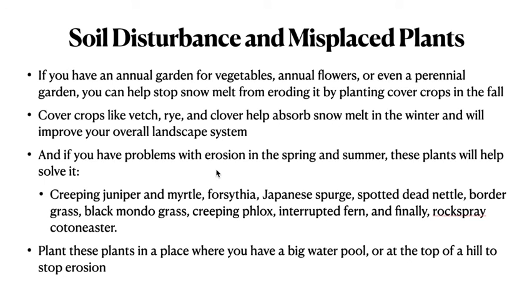And if you have problems with erosion in the spring and summer, these plants will help solve it. So I looked these up. These are great plants for helping with erosion: the creeping juniper and creeping myrtle, forsythia, Japanese spurge, spotted dead nettle, border grass, black mondo grass, creeping phlox, interrupted fern, and finally rock-spray cotoneaster. Plant these plants in a place where you have a big water pool or at the top of a hill to stop erosion.